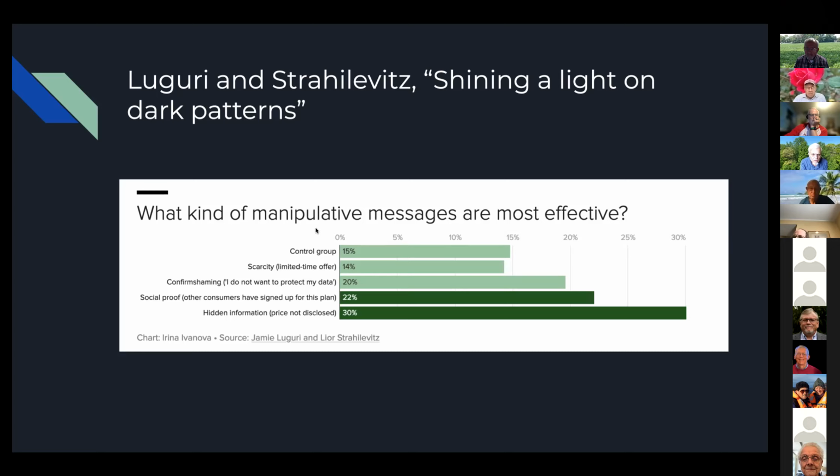So again, we see that the scarcity didn't really work, which is kind of interesting. If you think about all those timers on shopping websites that this offer is only available for X many hours. All the other stuff really did work. If in the control group, 15% of people accepted the plan and confirm shaming 20%, so that's a third more acceptance. Social proof, even more than that. And then if you straight up hide the information, if you don't disclose the price, you double. You double the rate at which people accept this product.